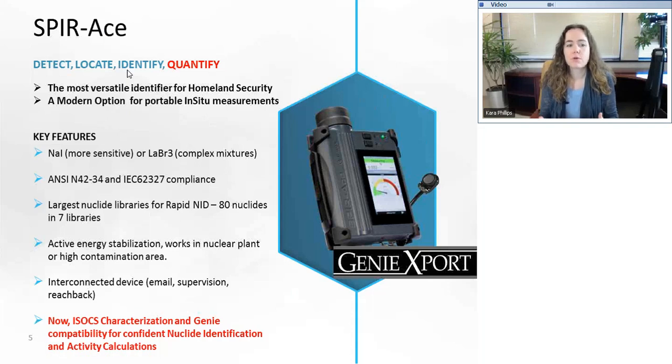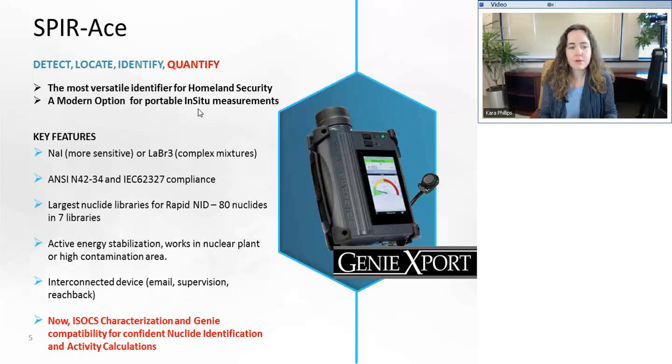The original version, the primary SPIR-Ace, is a really nice versatile identifier, primarily for homeland security and other applications to quickly be able to find those sources of radioactivity and identify what that nuclide might be. When we now add that quantitative component to it with what we call GenieXport and ISOCS characterizations, we make it an option for really great in situ measurements that have a really nice modern interface and other functionality that we're excited to share with you today.